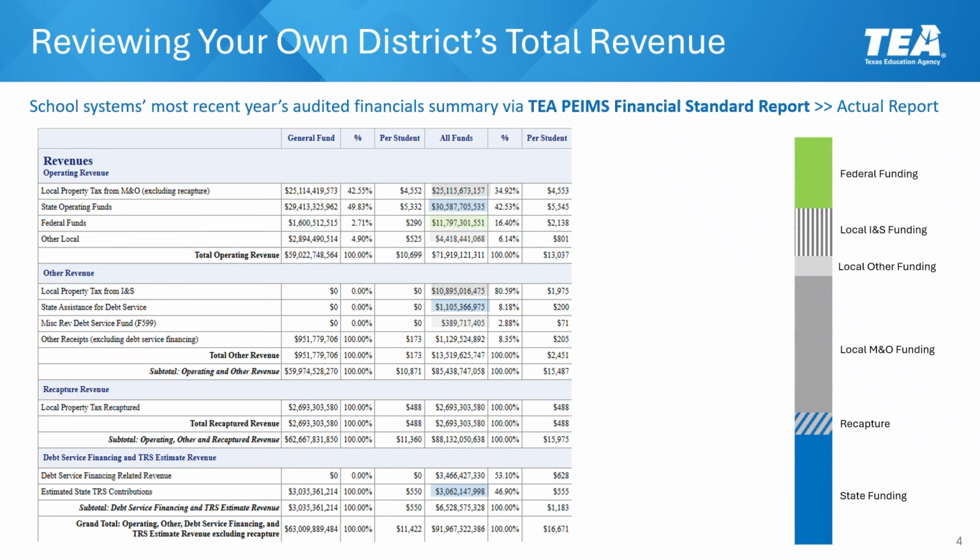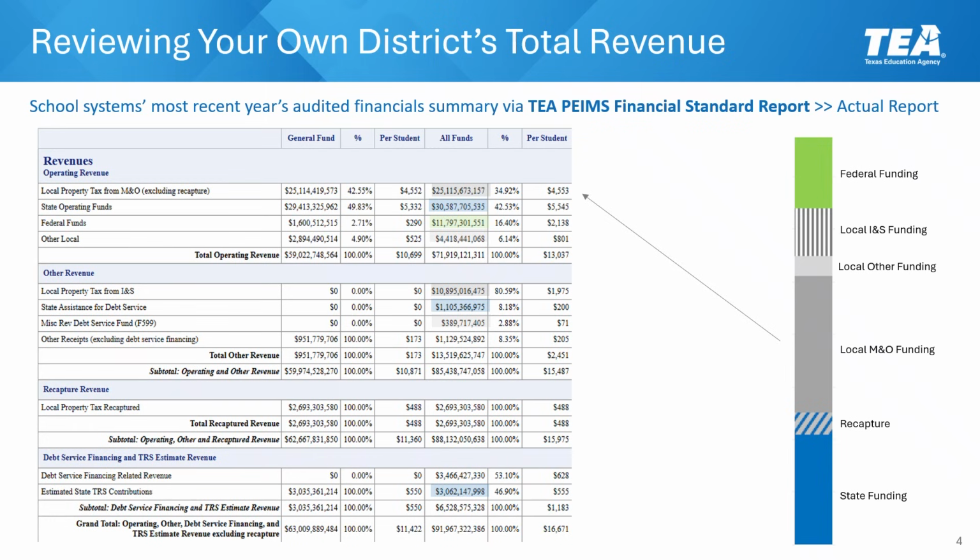But first, let's start by reviewing your own district's total revenue. The most recent year that was audited was the 23-24 school year, and we are reflecting on the total statewide PEIMS financial standard report, the actual numbers. We're going to show you how we came up with that $16,219 number. First, in state funding, you had the state operating funds. You have the state assistance for debt service, which is EDA and IFA. And also included in that number are the TRS contributions that the state makes directly to TRS on behalf of school districts and charter schools.